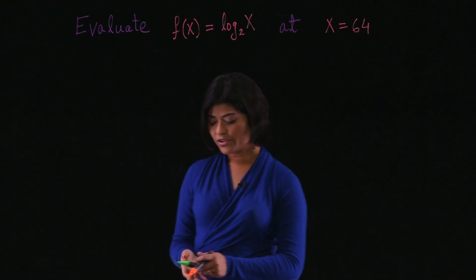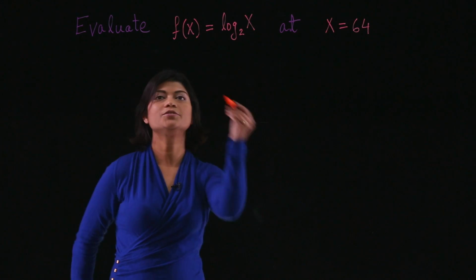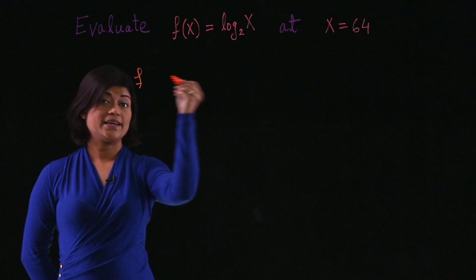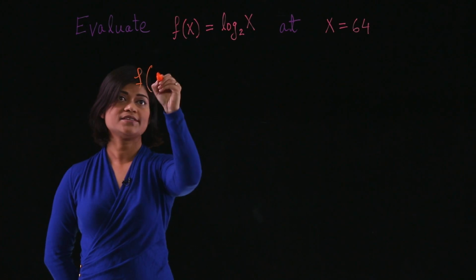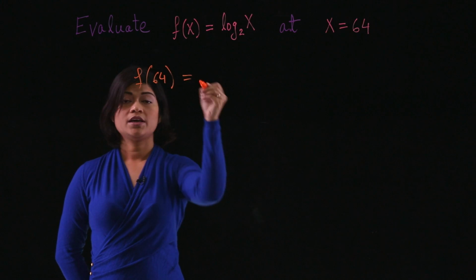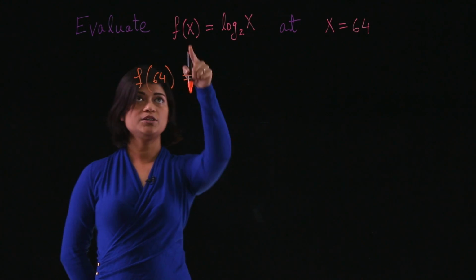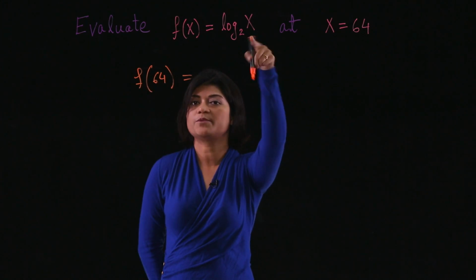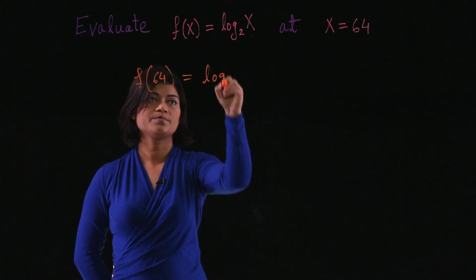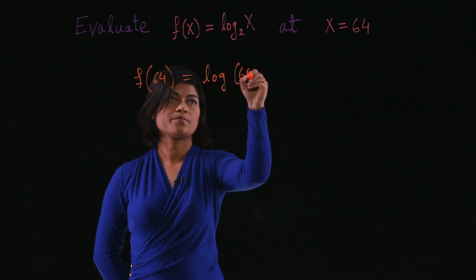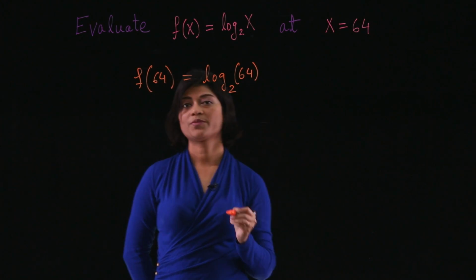In this problem, we have to evaluate this function, logarithm of x base 2, at x equals 64. So, in order to find the function value at x equals 64, we actually have to evaluate f of 64. And how do we do that? Well, you just plug in that x value in the expression for the function. So, we have to evaluate logarithm of 64 base 2.